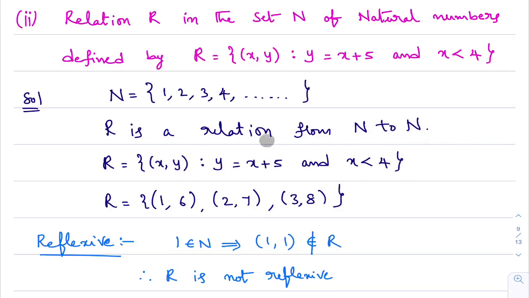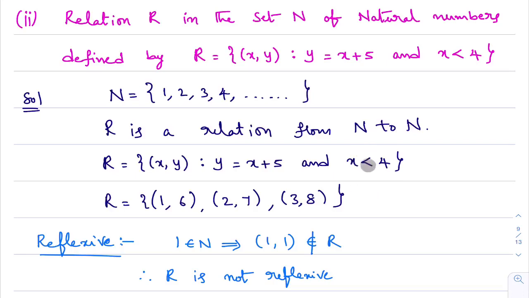But in the process of satisfying this equation, the x value is less than 4. What are the natural numbers which are less than 4? 1, 2, 3. Correct or not? 1, 2, 3. So in place of x I can take 1. In place of x I can take 2.